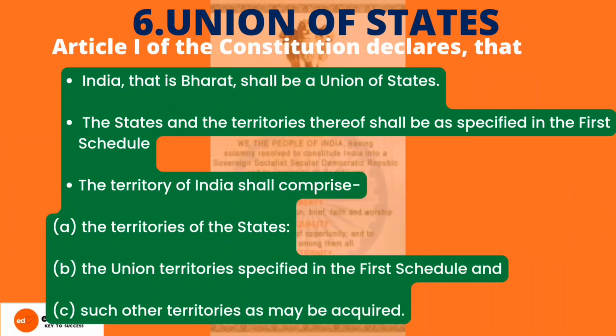Number 6. Union of States. Article 1 of the Constitution declares that India, that is Bharat, shall be a union of states. The states and the territories thereof shall be as specified in the first schedule. The territory of India shall comprise the territories of the states, the union territories specified in the first schedule, and such other territories as may be acquired.